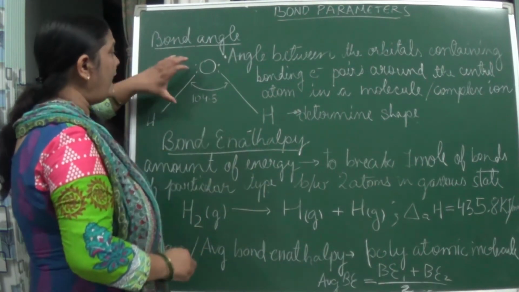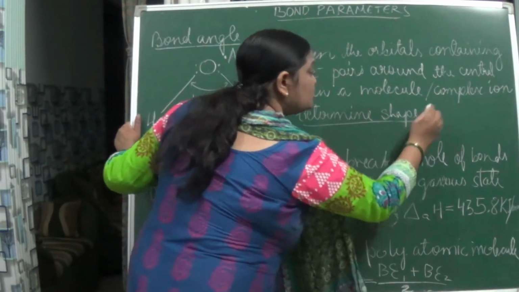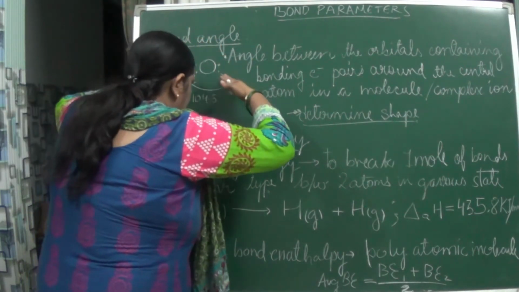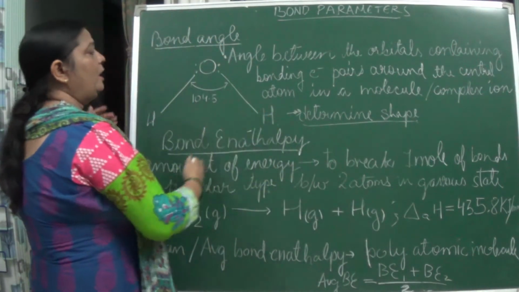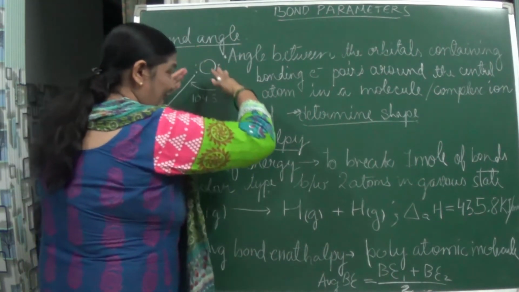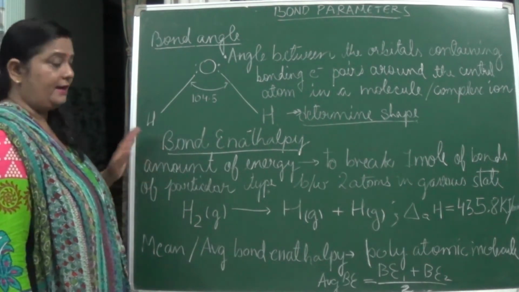Okay, this bond angle's speciality is that it can also determine the shape of the molecule. You can see over here this bonded pair of electrons. When the geometry is made, you can see that it gets a shape, like here water is getting a bent shape. Okay. Now coming to bond enthalpy.